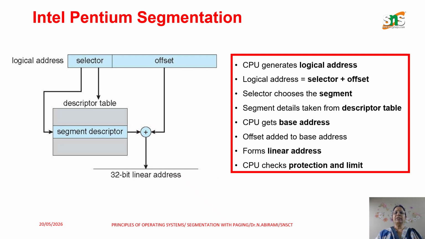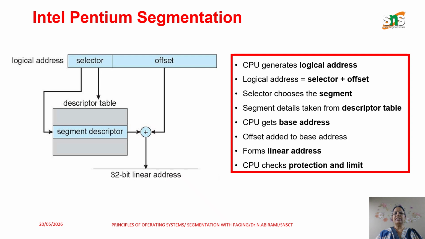So this selector identifies the segment to use and indexes into a descriptor table where each entry is a segment descriptor. This descriptor contains the segment's base address, the limit, which is the size, and access or permission bits. When the selector chooses a descriptor, the CPU fetches the segment's base address from that descriptor. The offset part of the logical address is then added to the base address, which is shown here in the diagram by the plus sign.